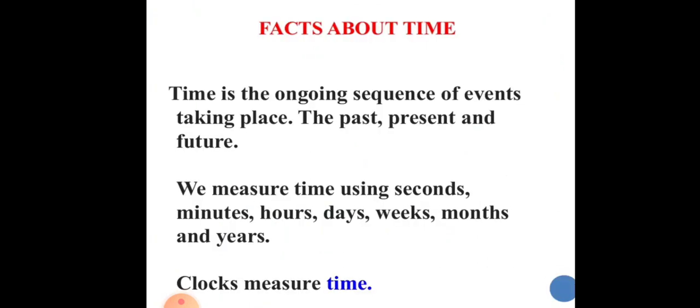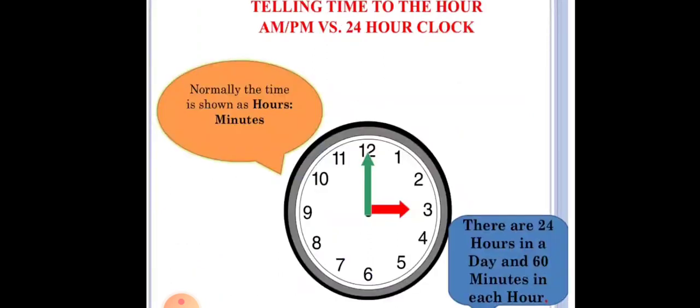Please open the book. Facts about time. Time is an ongoing sequence of events taking place in the past, present, and the future. We measure time using seconds, minutes, hours, days, weeks, months, and years. Clocks measure time. Time telling with AM or PM versus the 24-hour clock.